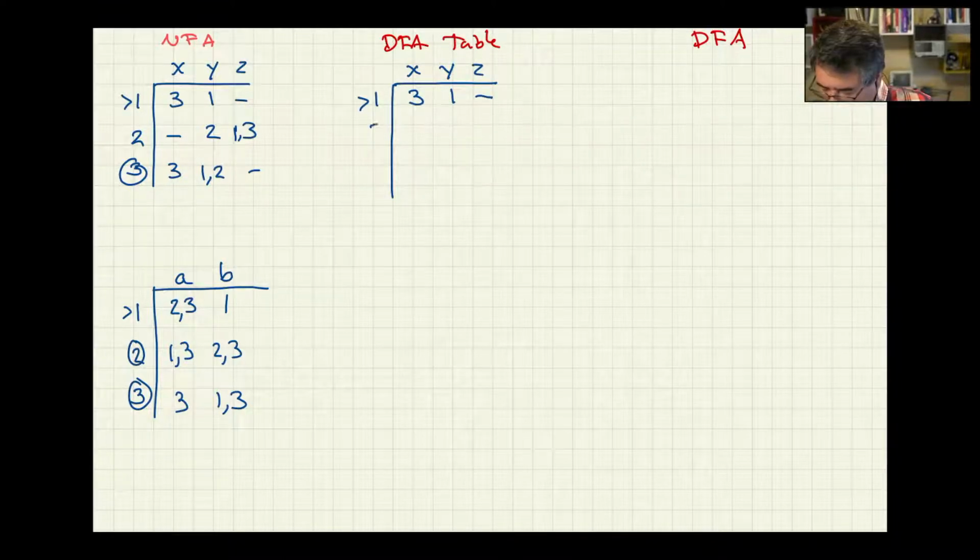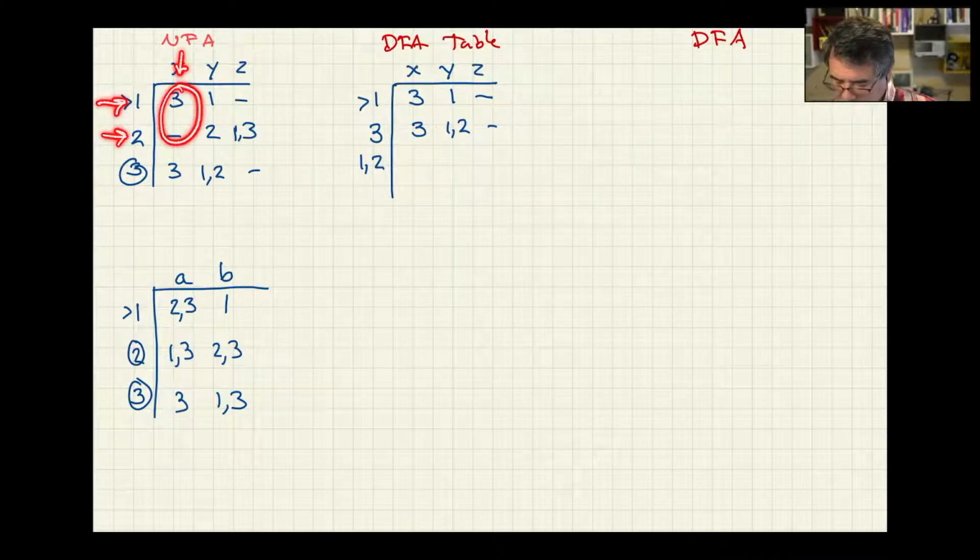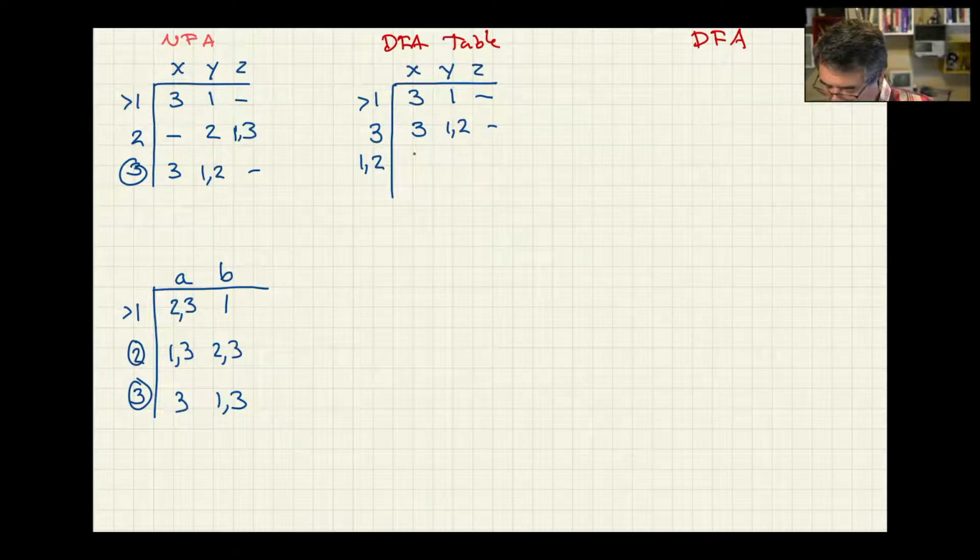And we just added 3. We already had 1, so we don't have to put it down on the table again. But we just added 3. And we can copy that row, 3, 1, 2, and nothing. We just added 1, 2. So now to do that one, look on both these rows, not those, look on these rows, and on an X, we can see it goes to 3.